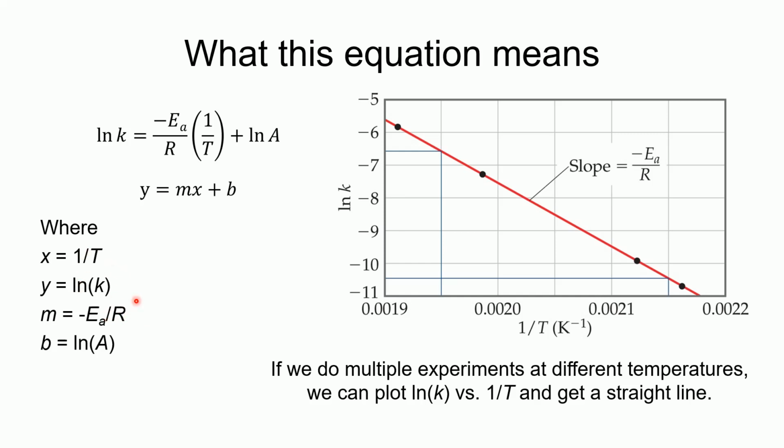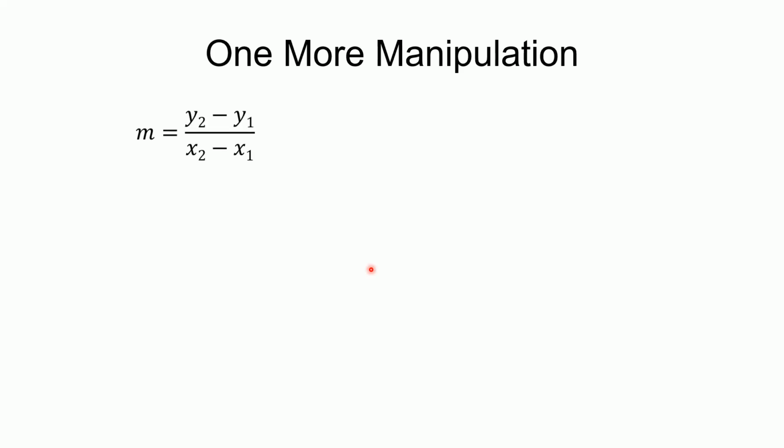If we take those values and put them into that formula, where we have y2 and y1, that would be natural log of k2 and natural log of k1. So we can substitute those values in, and we get this: negative EA over R is equal to the slope, natural log of K2, that's y2, minus natural log of K1, that's y1, over x2, which is 1 over T2, minus x1, which is 1 over T1.